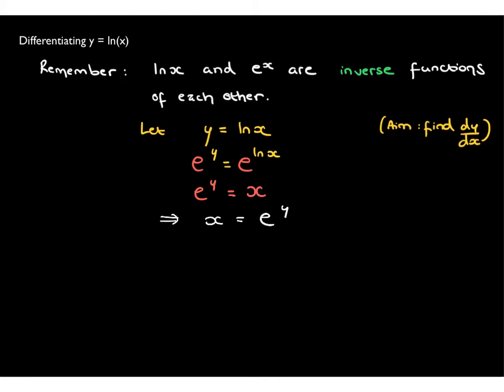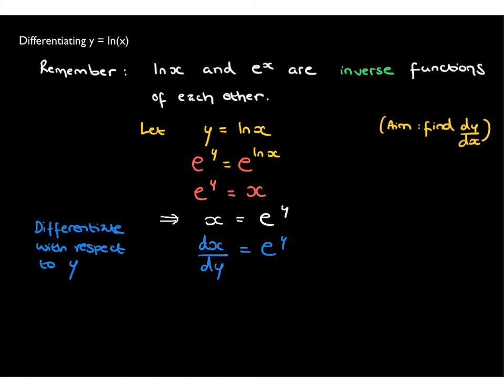And I'm now going to differentiate, but I'm going to differentiate with respect to y rather than with respect to x, because this is written out in the format x equals rather than the form y equals. So we're going to differentiate with respect to y. So what do we get? We're differentiating with respect to y, so we get dx by dy. On the right-hand side, the function is in terms of y, and we're differentiating with respect to y, so we get e to the y. So we have dx by dy equals e to the y.